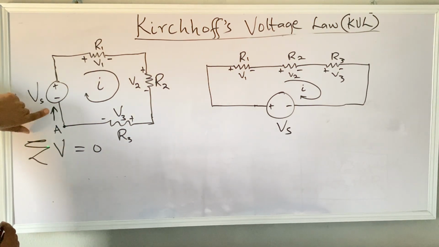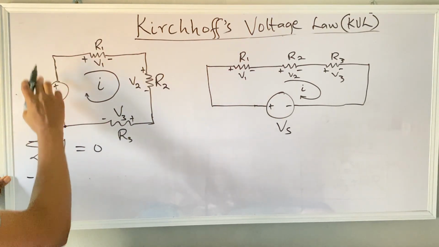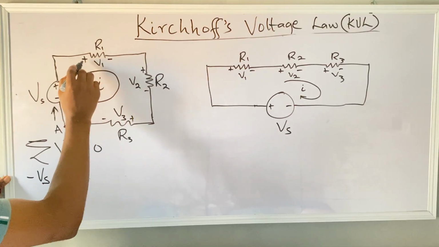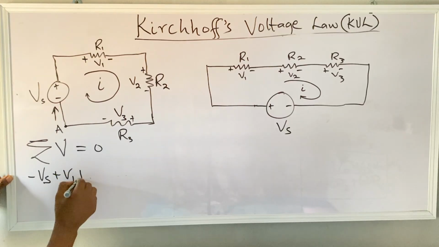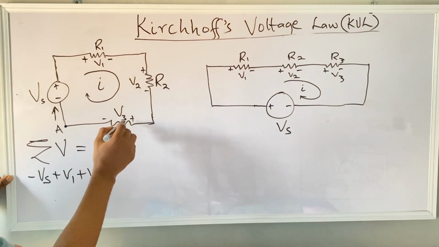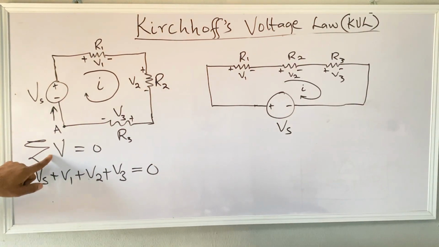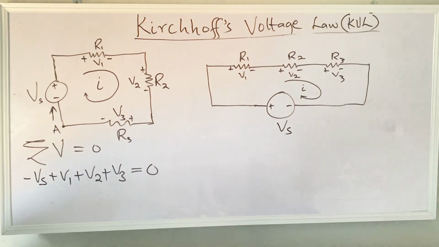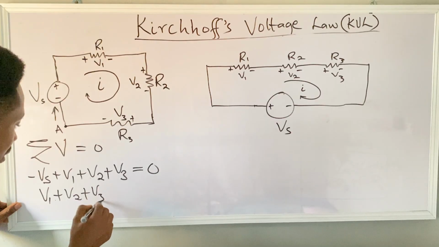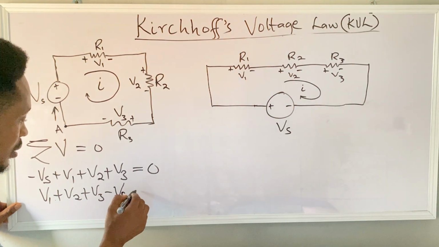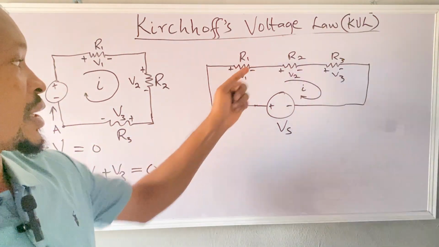The first sign here is negative. So we say negative Vs. The first sign we encounter when we move this direction is positive V1. We come here, the first sign is positive, so we have V2. The first sign is positive, so we have V3, equals 0 according to Kirchhoff's voltage law. This simply means V1 plus V2 plus V3 minus Vs equals 0.